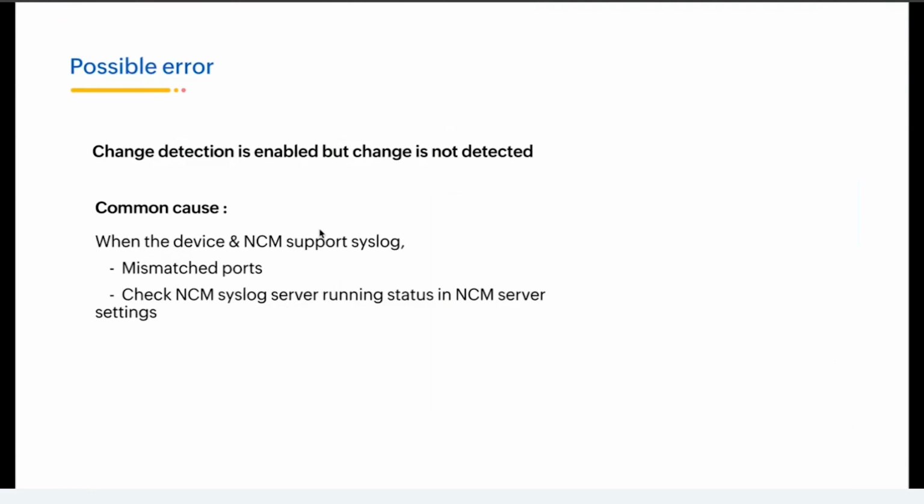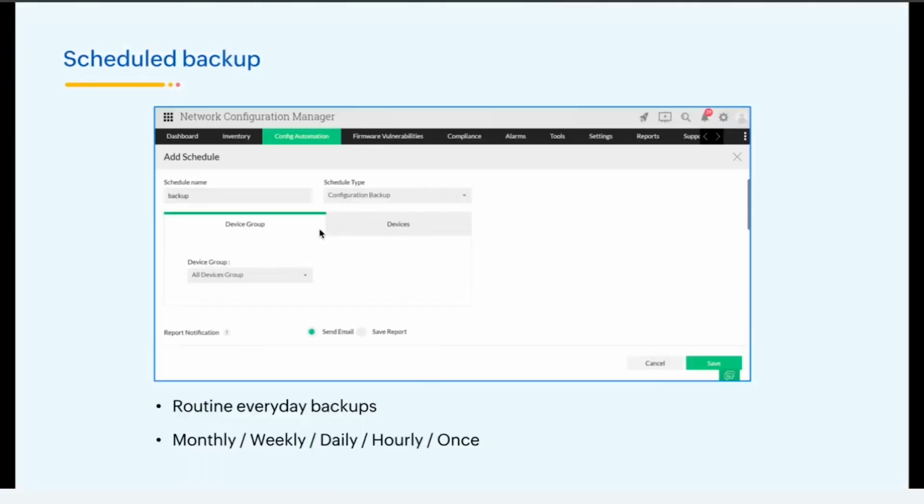Another one is when the device change detection is enabled, but change is not detected. The common cause could be, when the device and NCM support syslog, mismatched ports. And the NCM syslog server could also not be in a running state, which you can check in the NCM server settings, as I mentioned before.